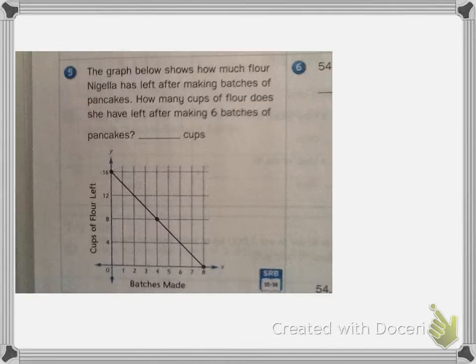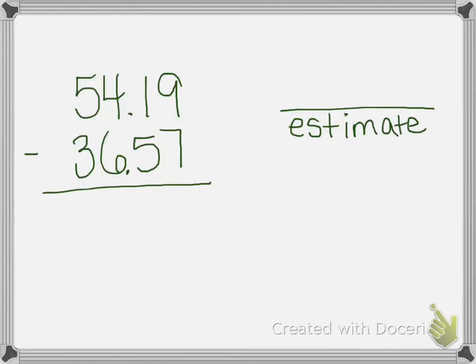Number 5 says the graph below shows how much flour Nigella has left after making batches of pancakes. How many cups of flour does she have left after making 6 batches of pancakes? So here's our batches made. So if we look at 6 and we go up, we go over, she has 4 cups left. And then the last one, we have 54 and 1900ths minus 36 and 5700ths.